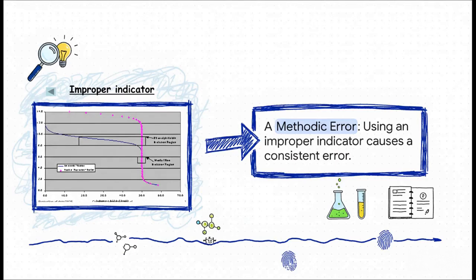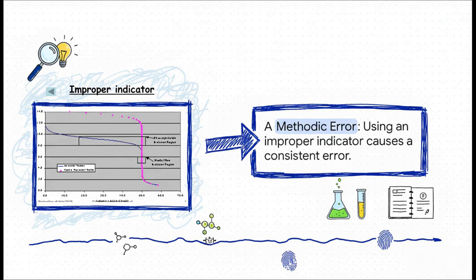And this right here is a perfect example of a classic methodic error in action. So, imagine you're doing a titration. The true equivalence point, that sweet spot where the reaction is perfectly complete, is at a pH of 7. But what if you choose an indicator like phenolphthalein? That definitely changes color way up around pH 9. What happens?